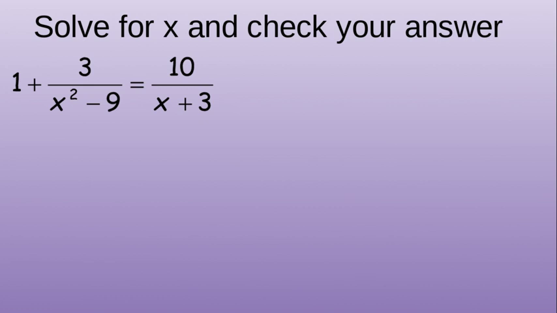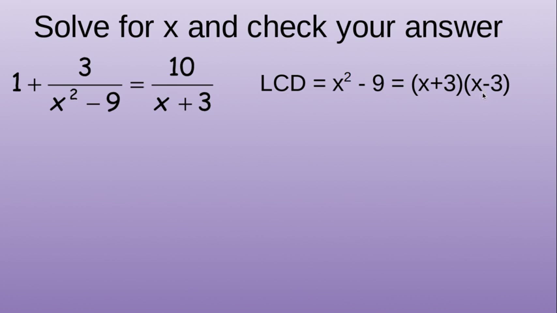So looking at the denominators, x squared minus 9 and x plus 3, we want to find the LCD between them. Now, if we factor x squared minus 9 into x plus 3 times x minus 3, we can see that they both have an x plus 3 in the denominator. So therefore, the LCD is just going to be the product x plus 3 times x minus 3, which is also equal to x squared minus 9. So you can use either one of these, whatever one works as we go through the problem.